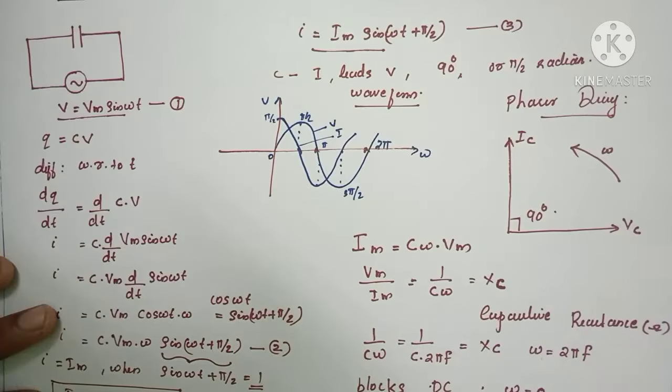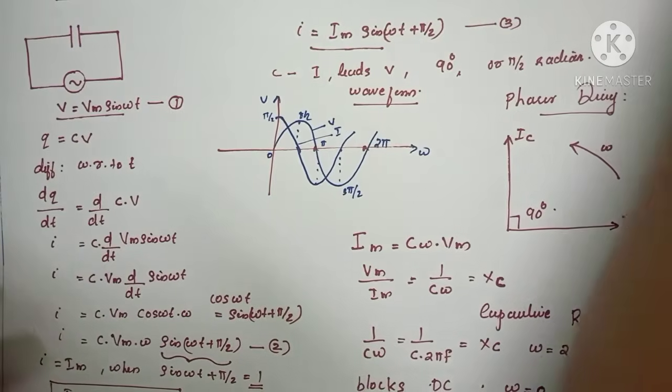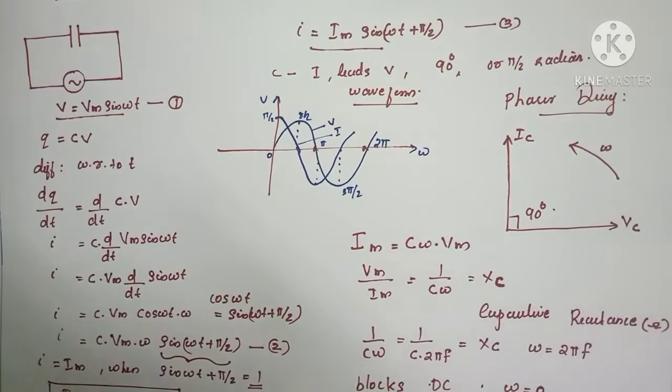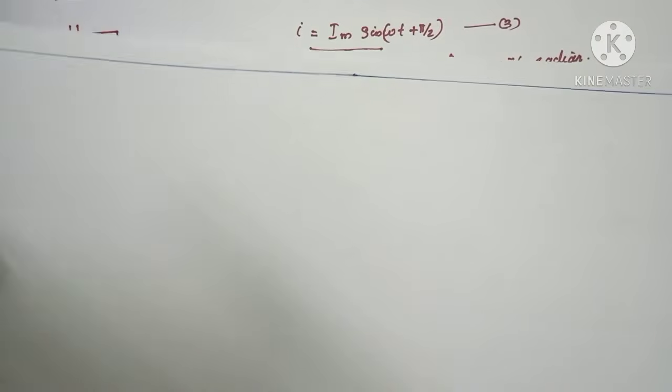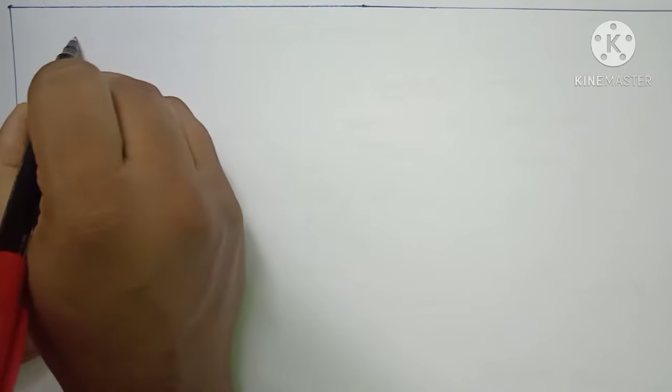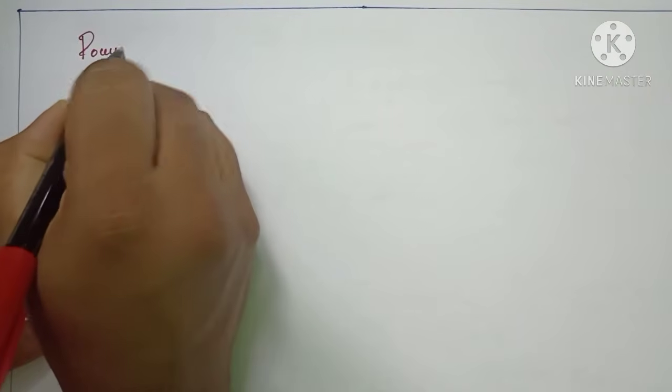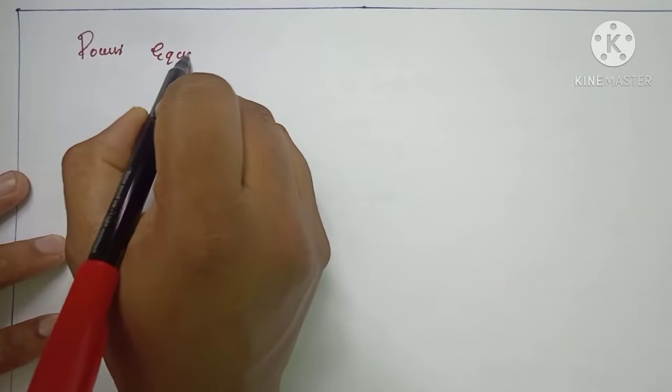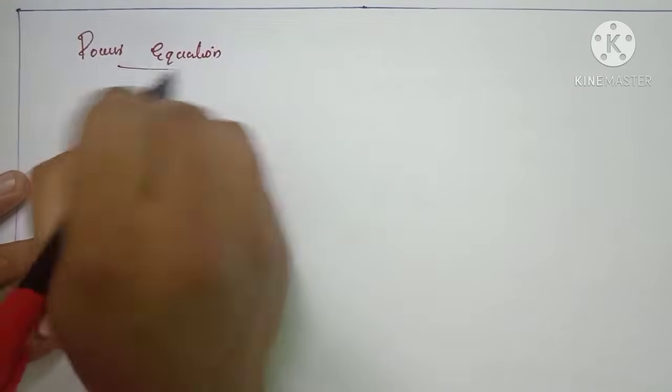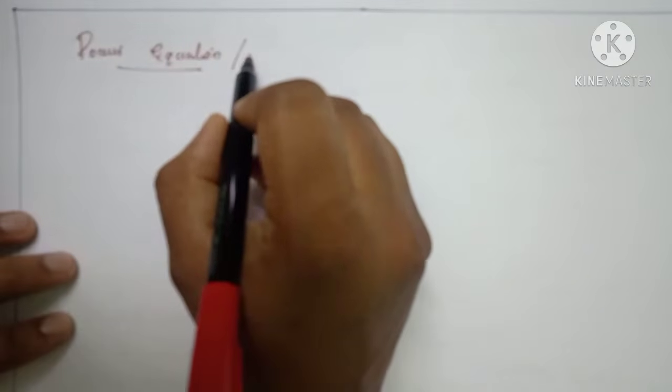And next we can consider power, which is flowing through, or stored in, a pure capacitive circuit. Power in a pure capacitive circuit, that is, the power equation or the concept of power.